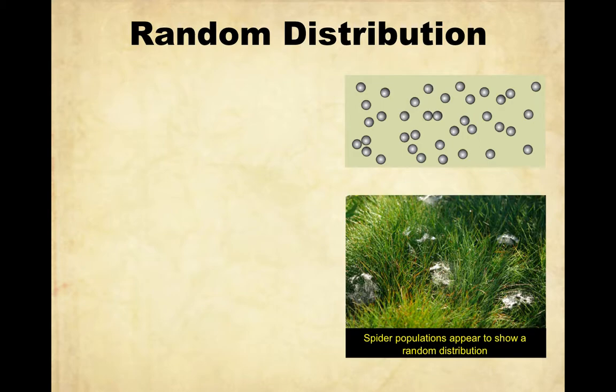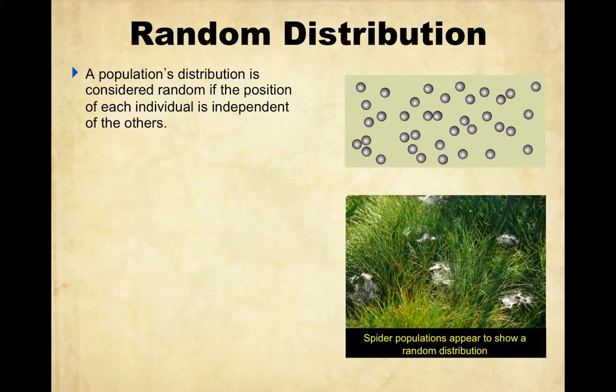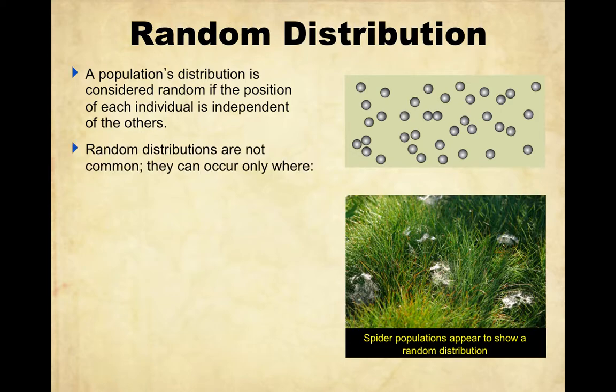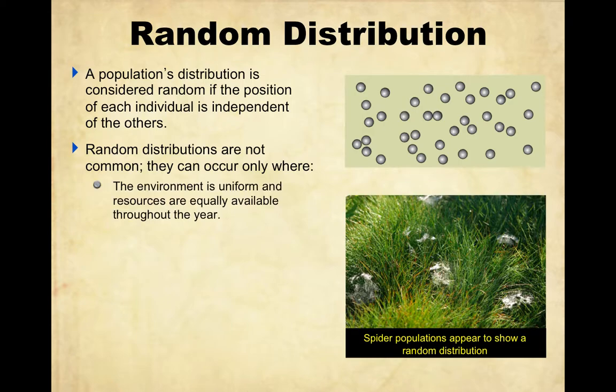Now, random distribution is exactly that. The clumpedness of the organism is totally independent of any other organism. And it's not super common. These environments tend to have certain characteristics. One is that the resources are equally available. So it doesn't matter if they're distributed uniformly or clumped, because the resource availability is going to be the same. Hence there's a probability when there's high resource availability to be random.